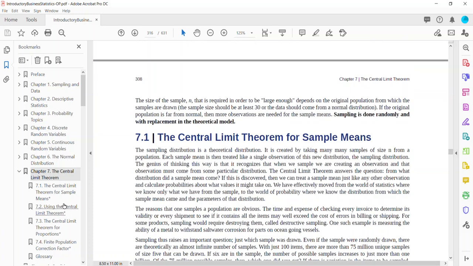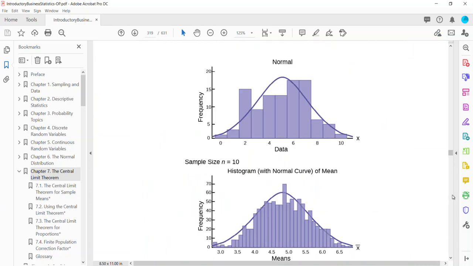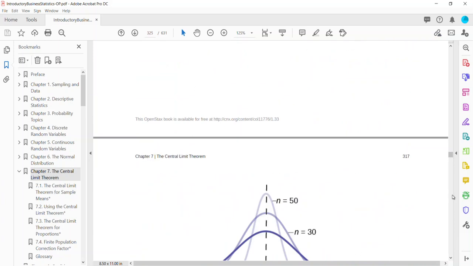I am not going to be covering the CLT for proportions or the finite populations. I'm just going to be giving you the CLT for simple means and how to use it. So the best way for us to do that is first of all take a look at the videos and then take a look quickly at the chapter, which is a short chapter.